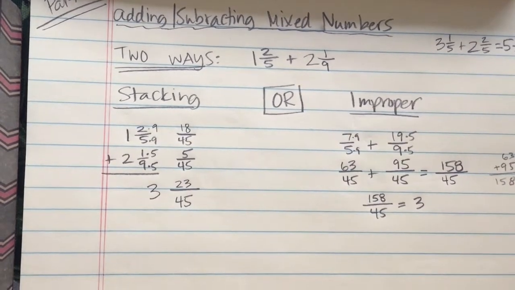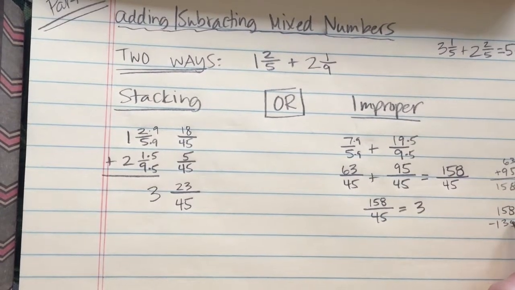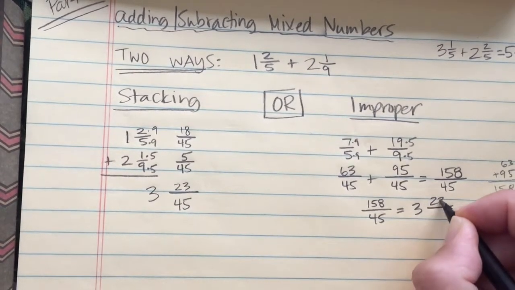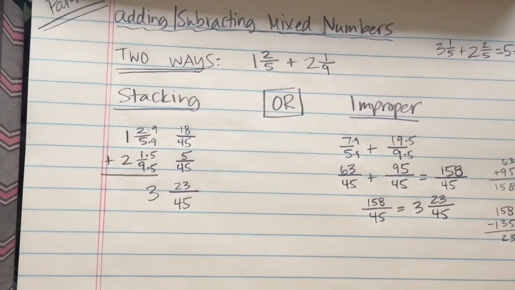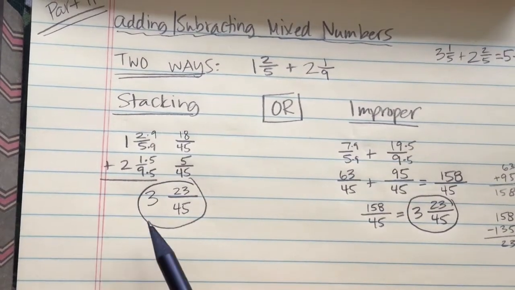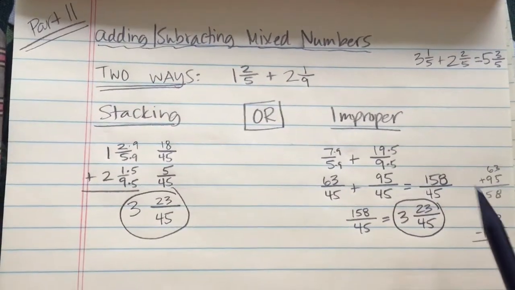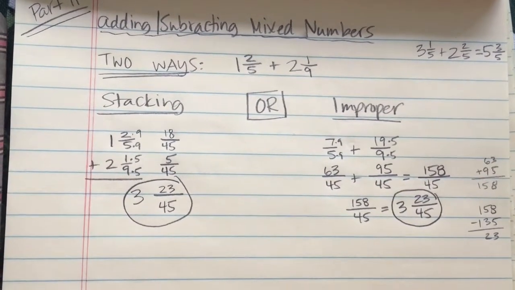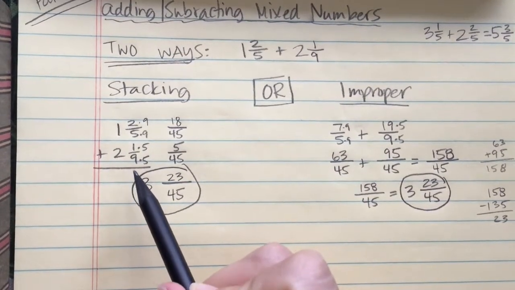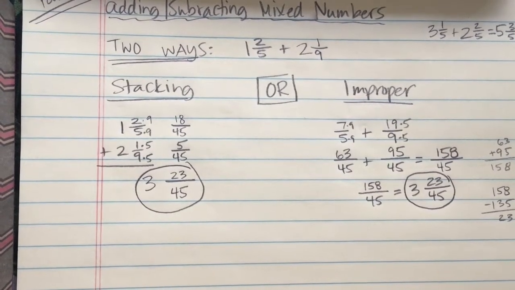So 158 over 45 equals, can go in 3 times. So we said that's 135. 158 minus 135 is going to be 23 left over, and the denominator stays the same. So either way will get you the same answer. But you can see we had way less steps in this process versus this process. All right, so again, it's up to you, but I really would strongly suggest the stacking way for most problems. I just feel like it's faster and time is of the essence on the AFCT.